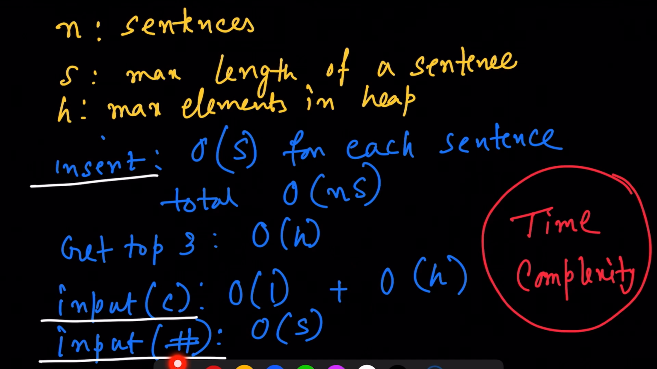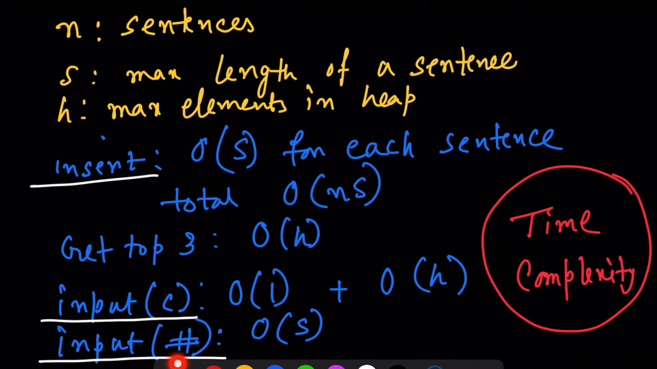What is the complexity of input C? Not hash, any other character. So for input C, we are adding into the prefix. We are just moving to the particular node. The current TrieNode is moving to its proper children. So these two are order of 1 operations. Then we have order of H, that is for get top 3.